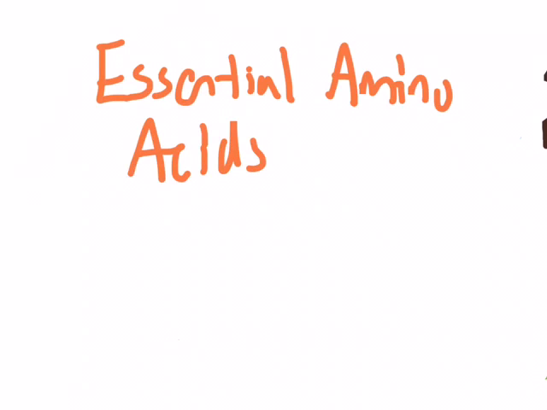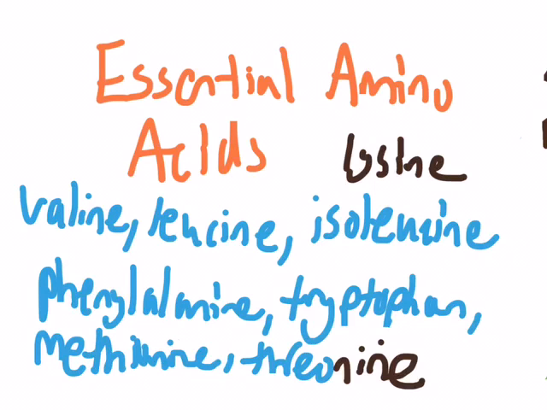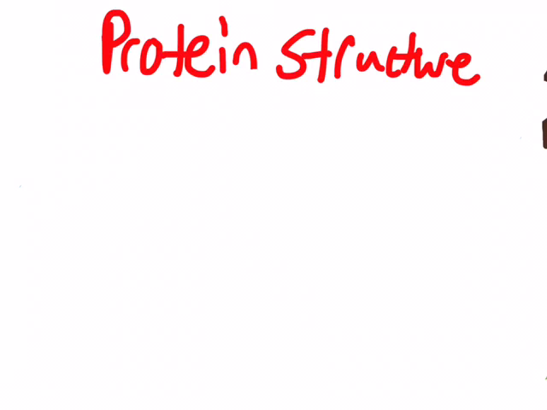And these are going to be valine, leucine, isoleucine, phenylalanine, tryptophan, methionine, threonine, and lysine. Now we're going to look at the protein structure and how protein is formed between amino acids. So how are amino acids and proteins bonded? Through covalent bonds. And the linkage of amino acids into polypeptide chains is called the peptide bond.